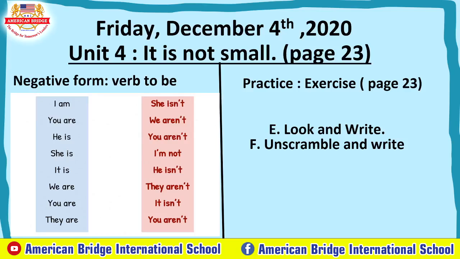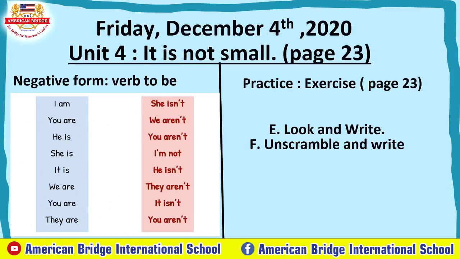And this one is the negative form of verb to be: she isn't, we are not, you aren't, I am not, he isn't, they aren't, it is not, you are not. So here is our review of the negative form of verb to be, right? Okay, so now let's move to our practice on page 23.